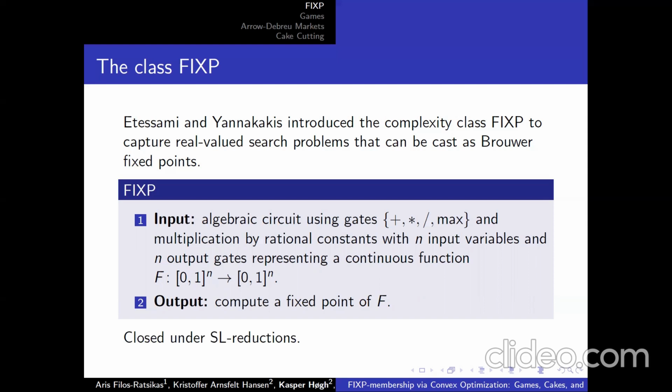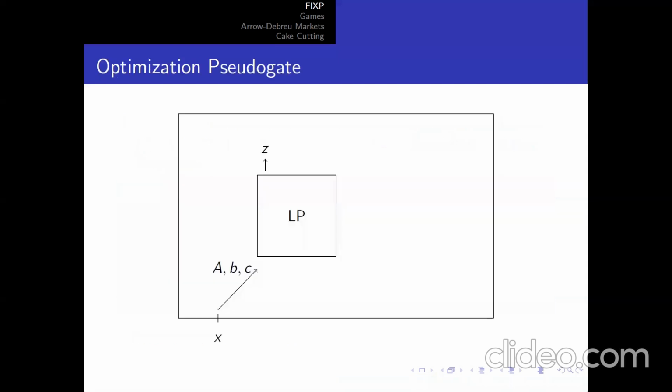This means that a problem is in the class FixP if, given an instance of the problem, you can construct some circuit such that the fixed points of this circuit are solutions to the original problem. And you should also be able, given some fixed point of this circuit that you have constructed, to get a solution to the original problem using some simple map. So, for instance, it could be a projection map onto some of the coordinates of the input of the circuit. Okay, so now I'll describe this pseudogate for optimization.